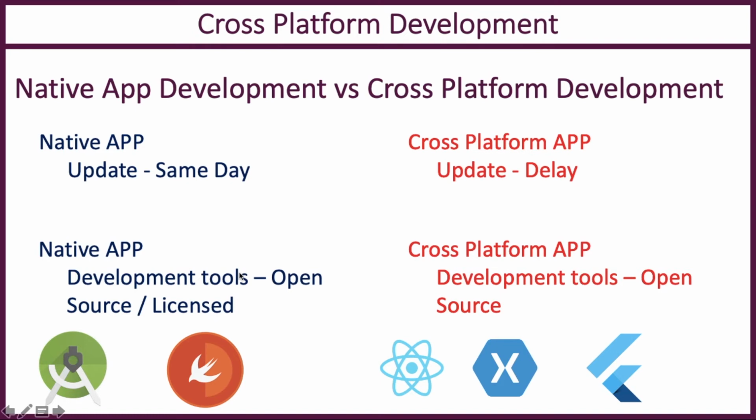For native applications you have both open source and licensed. In case of Android Studio, it is open source. In case of iOS, development is free only. But if you want to deploy any application on iPhone or iOS, you need to get the license from Apple. And here React Native, Xamarin and Flutter are all developed as open source only.